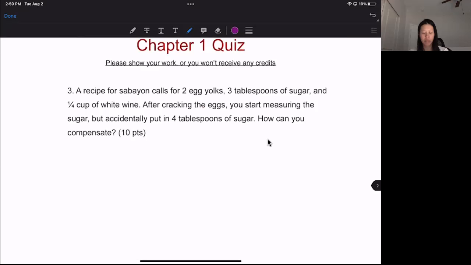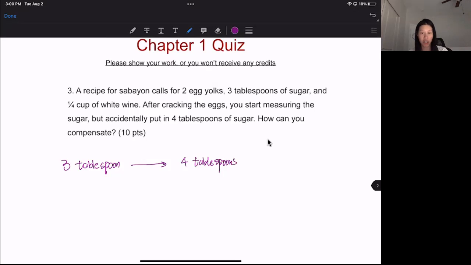Okay, next one. So you got a recipe for a sabayon course: 2 egg yolks, 3 tablespoons of sugar, and 1/4 cup of white wine. After cracking the eggs, you start measuring the sugar, but accidentally you put in 4 tablespoons of sugar. How can you compensate? So now take a look. Originally, the recipe required 3 tablespoons, but now you accidentally got 4 tablespoons.